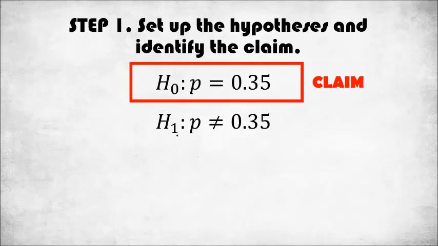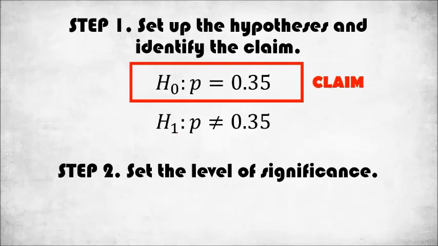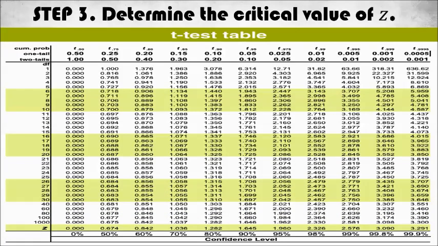Okay? And then, step number 2, set the level of significance. That is given by alpha is equal to 0.01. Do not assume for the value or level of significance kasi researcher lang yung may right na mag-provide ng level and lagi naman yung stated sa ating problem. Step number 3, determine the critical value of Z. Remember, ang ina-apply natin dito is traditional method. That's why ang gagamitin pa rin natin ay t-test table.